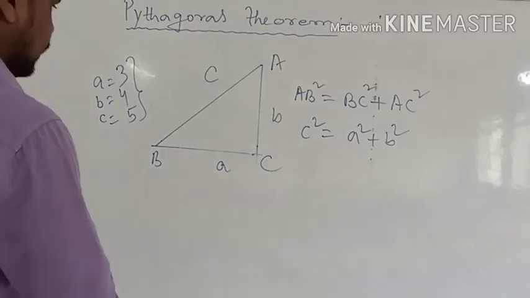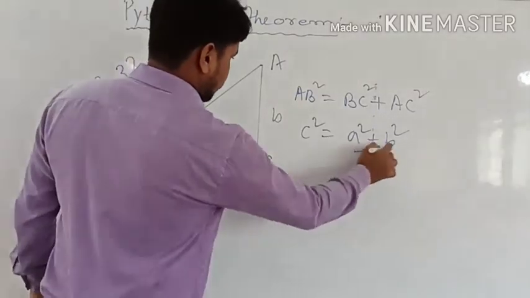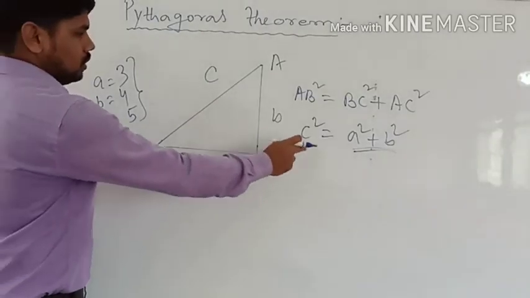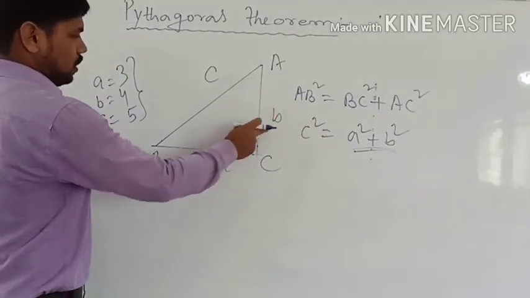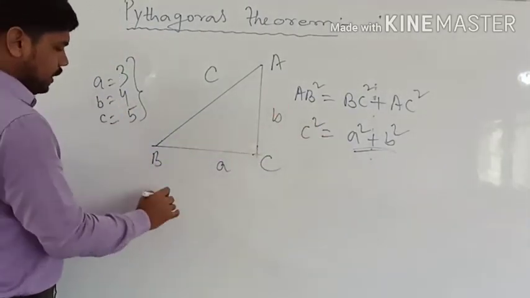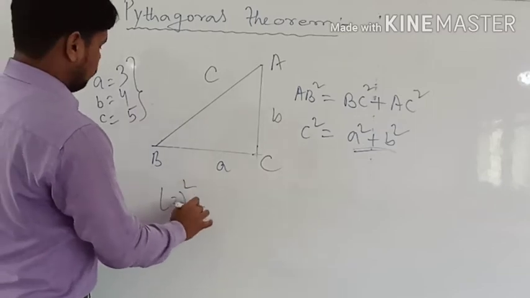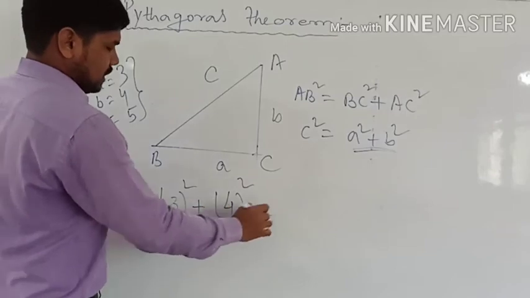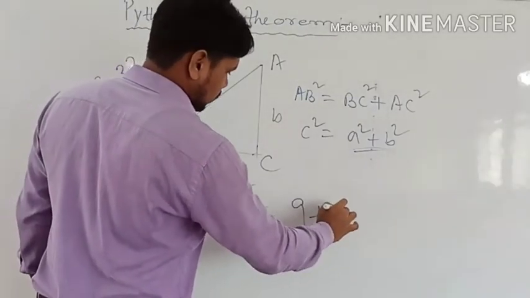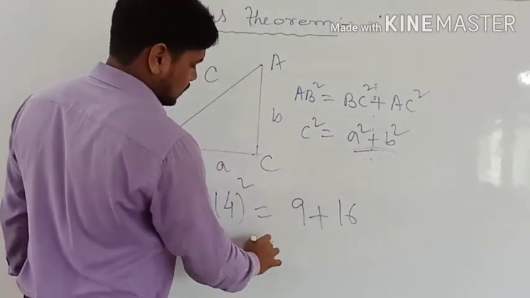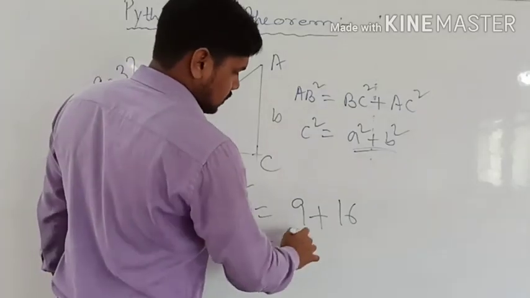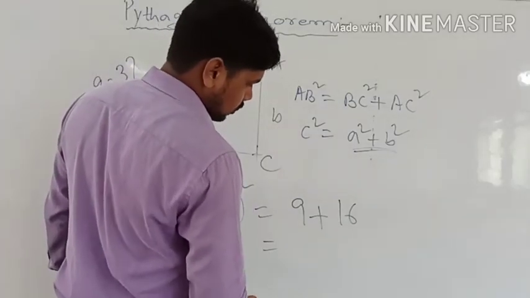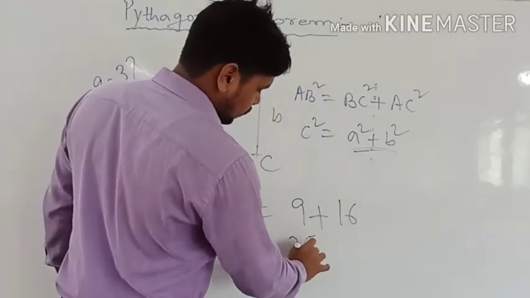So here, with the help of the given two measurements, we will check. a square plus b square means this square plus this square. a is given 3, so 3 square, plus b is given 4, so 4 square, is equal to how much? 3 3s are 9 plus 4 4s are 16. So 9 plus 16 is 25, right? 25.